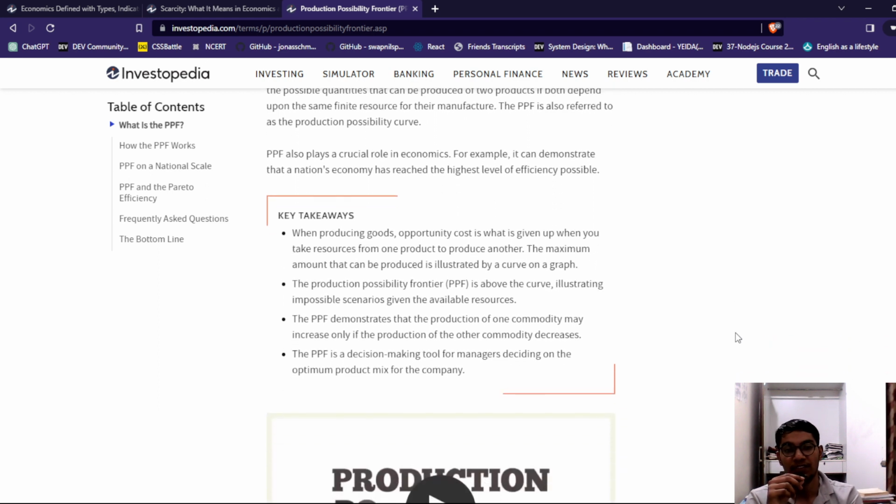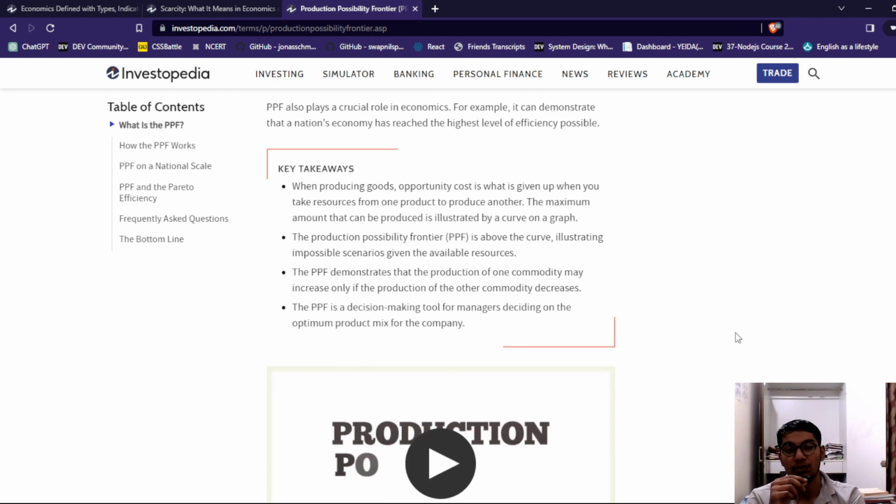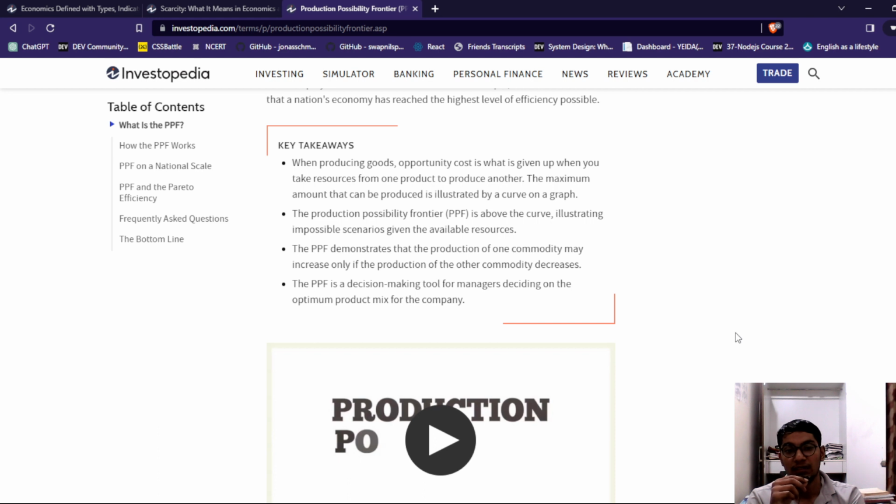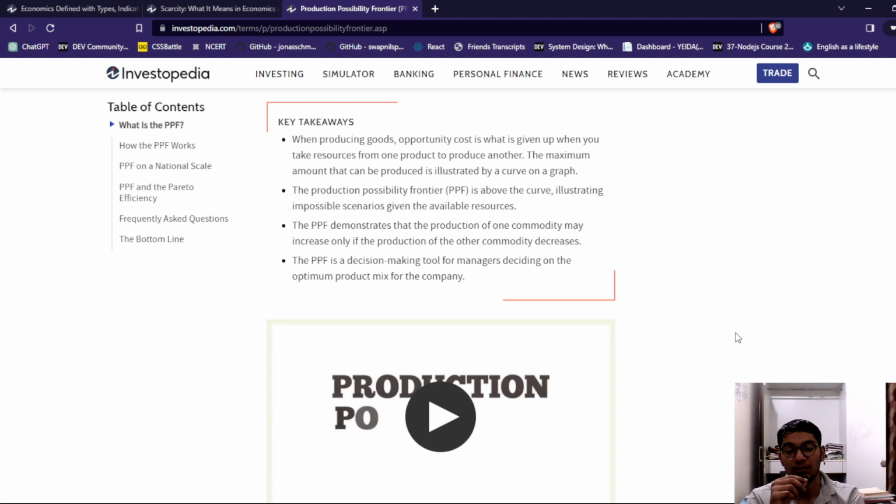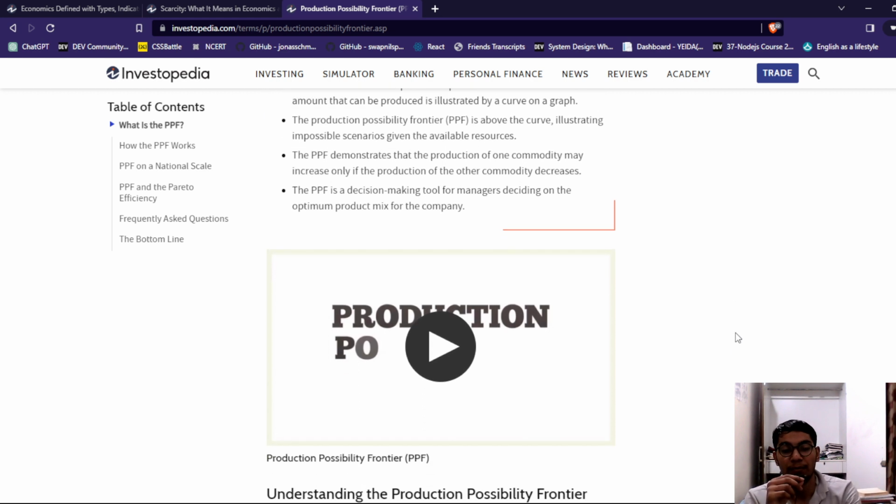Okay, so the PPF also plays a crucial role in economics. For example, it can demonstrate the notion that a nation's economy has reached the highest level of efficiency possible in producing goods. This is given when you take resources from one product to another. The maximum amount that can be produced is illustrated by the curve of the graph. Above the curve are impossible scenarios given the available resources. The PPF demonstrates that the production of one commodity may be increased only if the production of the other commodity decreases. PPF is a decision-making tool for managers deciding on the optimum production mix of a company.